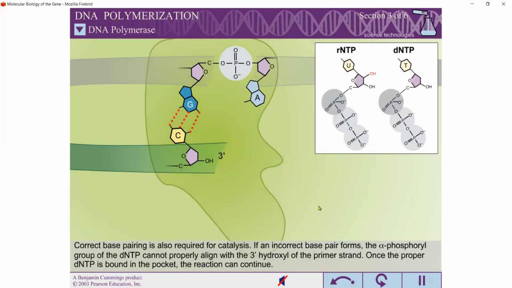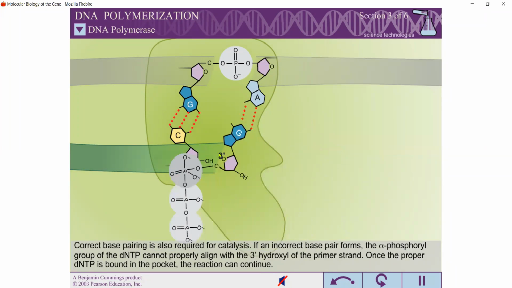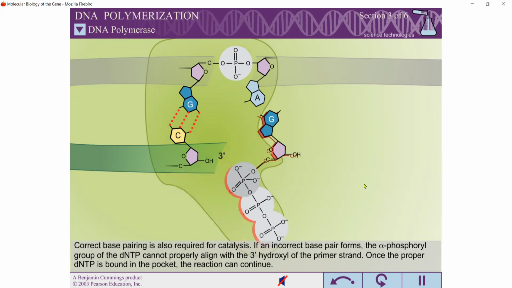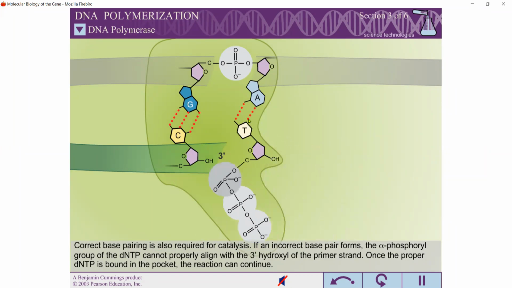So as I said, correct base pairing is very important. If G sits here, you see the position of the base pair. They are not aligning properly. So the alignment should be very clear. Once this alignment has been formed, once the proper dNTP has bonded to the pocket, the reaction can continue.